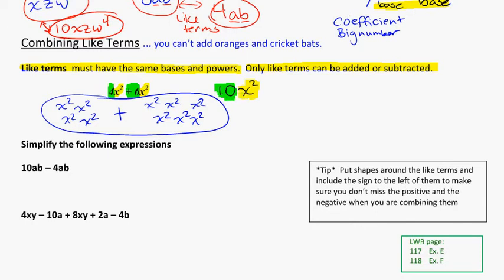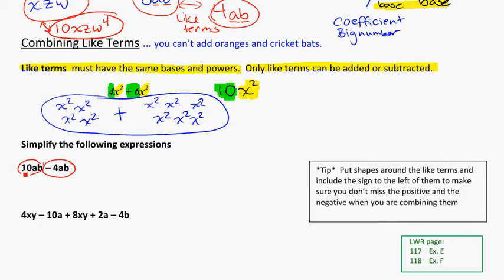Okay. Sometimes a trick can be to put a shape around like terms and include the sign that's in front of it to help make sure you don't miss the negative or the positive. So looking at the next example, 10ab minus 4ab, I'll notice that a and b, no powers, are the same. These are like terms. So I might circle it. And as an example to show you what I mean, I circle the sign in front of the 4, because that minus 4 goes with the 4.